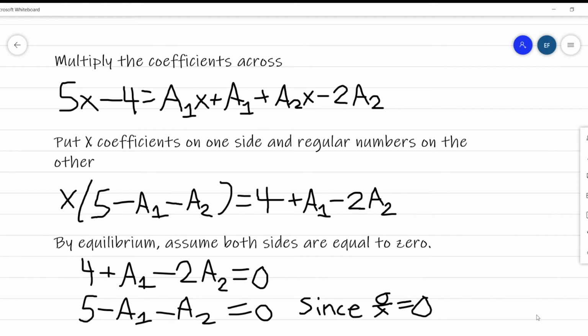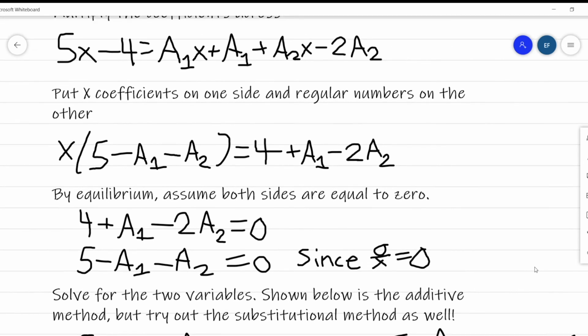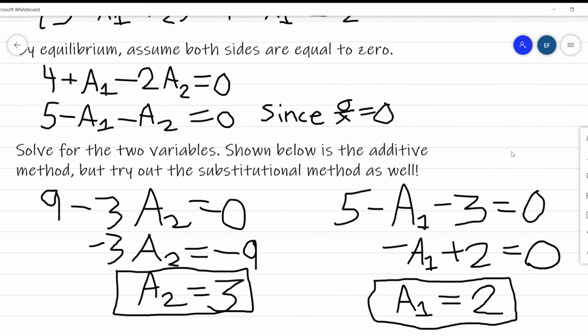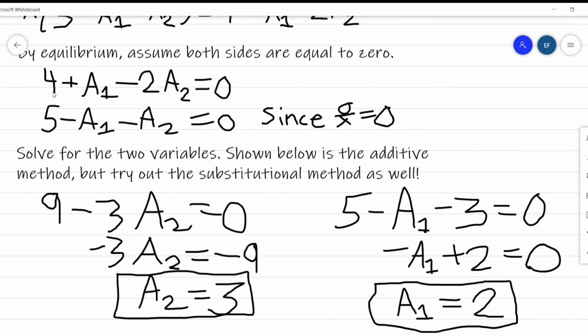Next, you have a couple ways to solve for your two variables. I just showed the additive method, meaning I added the two equations together, but I really suggest trying the substitution method on your own. When you solve for one variable in terms of another, plug it in and solve for it. So just quickly, if I add down, 4 plus 5 is 9, the a1 minus a1 term goes away, negative 2 a2 minus 1 a2 will get me my negative 3 a2, and that's still equal to 0.